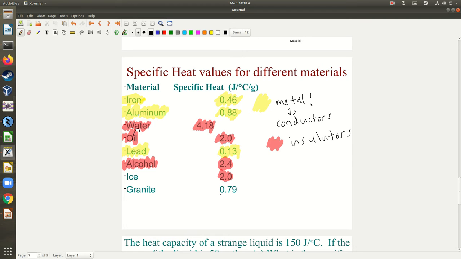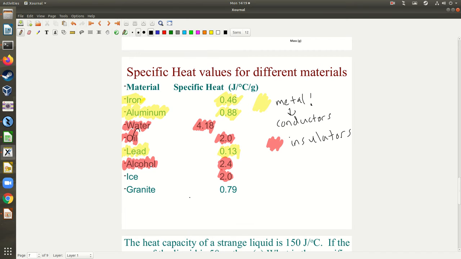And then I threw in granite. I'm not sure why, but I guess I needed something odd. Granite's just kind of in the middle. I guess it's more of a conductor since it's closer to aluminum, but a lot of your rocks, this is one of the lower ones, a lot of your rocks are around 1 plus, somewhere in that region. So, anyways, yeah, so conductors and insulators.